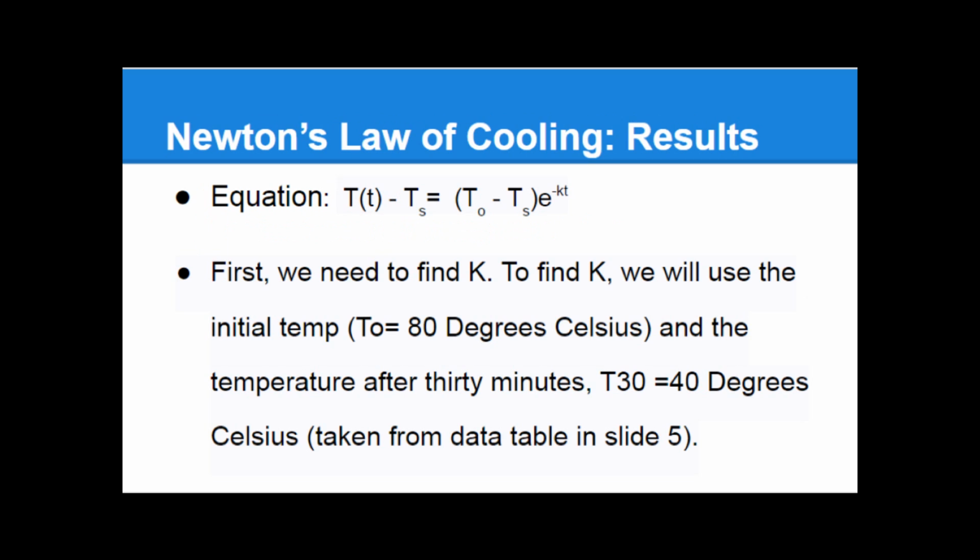In order to find the temperature at time t, we first need to find K because it's an unknown value. To find K, we will use the initial temperature, which is 80 degrees Celsius, and the temperature after 30 minutes, which is 40 degrees Celsius, and this data is taken from the data table in slide 5.